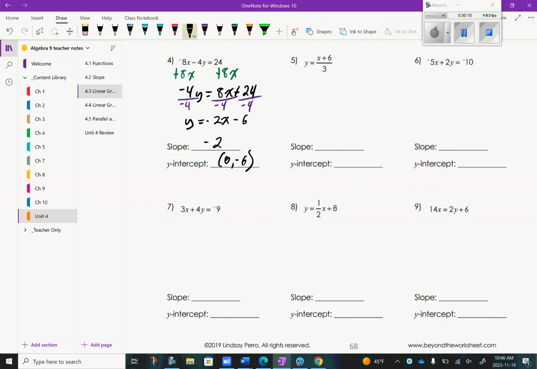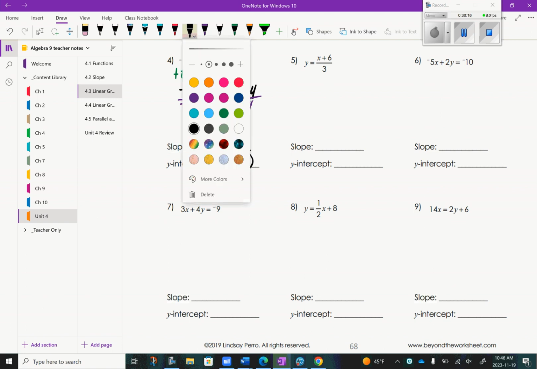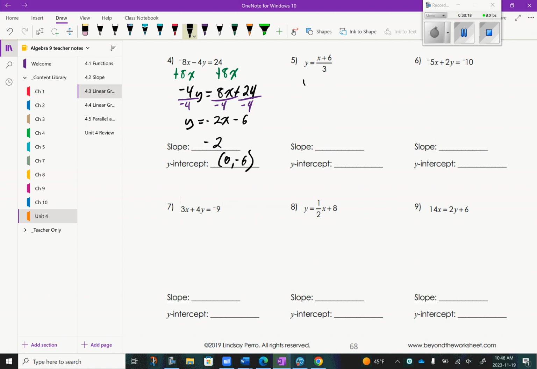All right, what are they doing with number 5? That's just kind of weird. Don't worry about the fraction here. Let's rewrite it. Make it look like y equals mx plus b. They've written it so it's one fraction there. We can split it up into two different parts where 3 is the common denominator.